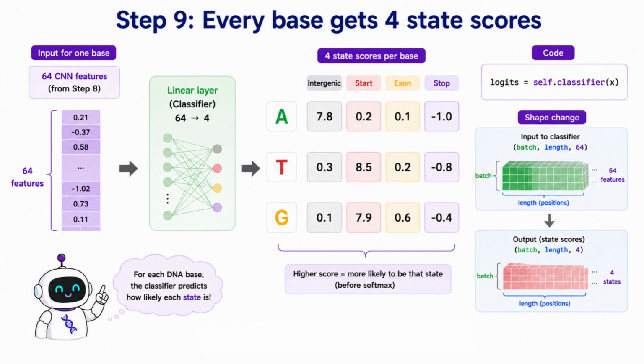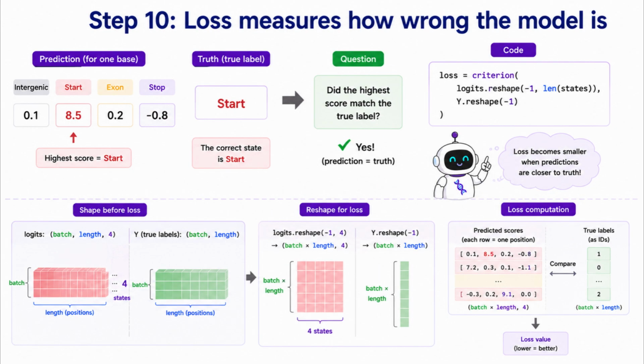The classifier examines the features at every DNA position. It produces scores for all possible gene states. These scores represent how likely each state is. The model compares its predictions with the correct labels. The difference becomes a loss value. The goal of training is to make this loss as small as possible.